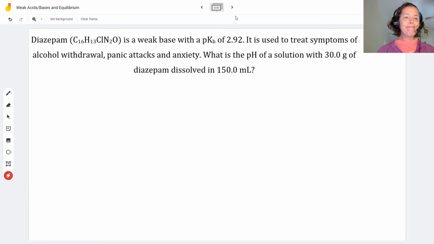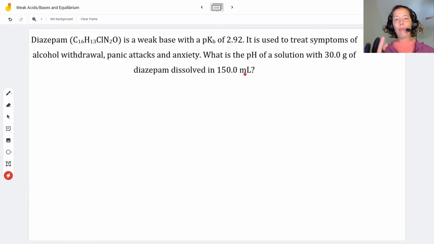Okay. So diazepam is a weak base with a pKb of 2.92. It's used to treat symptoms of alcohol withdrawal, panic attacks, and anxiety. So this is Valium, or what Valium was. Of course, it's generic now. Okay, what is the pH of a solution with 30 grams of diazepam dissolved in 150 milliliters? Okay, so we have a weak base in aqueous solution.